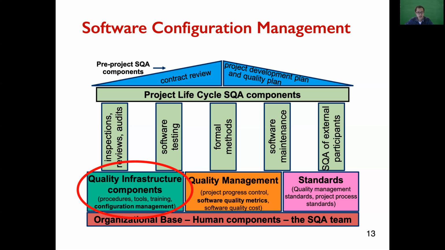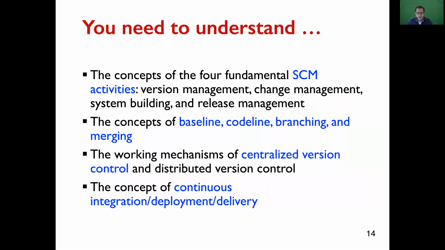so what do you need to understand? The first one is the concepts of the four fundamental software configuration management activities, including version management, change management, system building, and release management. You need to understand what they are, right? And you need to understand the concepts of baseline, code line, branching, and merging. They are part of the version management activity, okay?